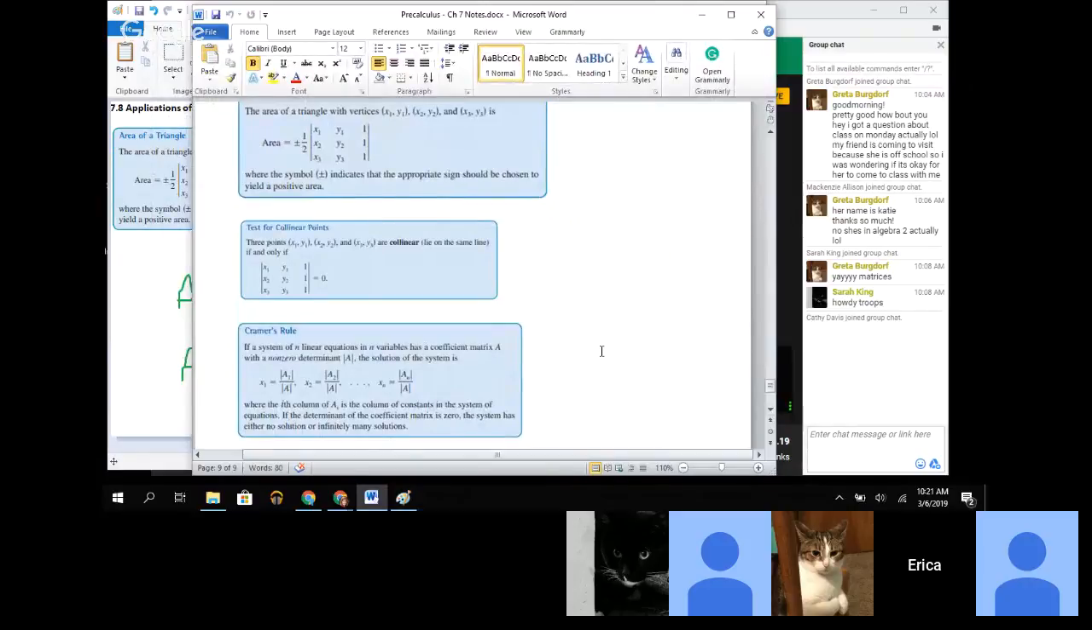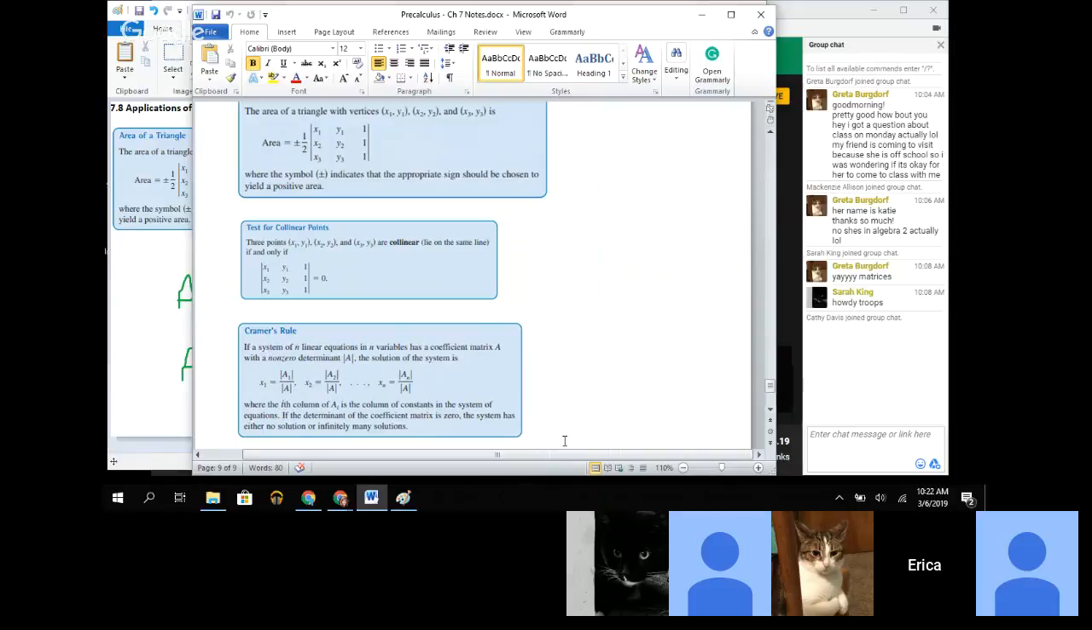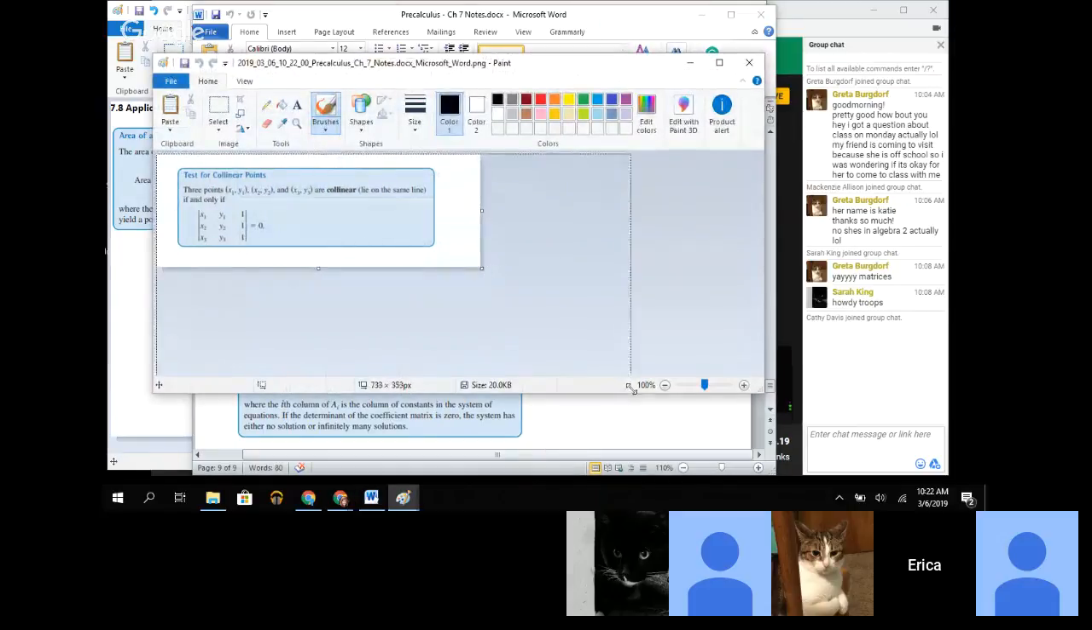The second one is to test if points are collinear. So I think it was Sarah. Sarah, you were like, I know what collinear is. They all are on the same line, right? Back from geometry. So 3 points are collinear if and only if, when you put them into a matrix and you take the determinant, it has to equal 0.